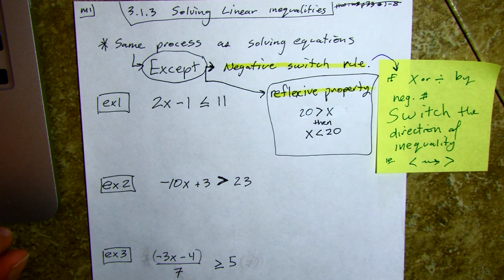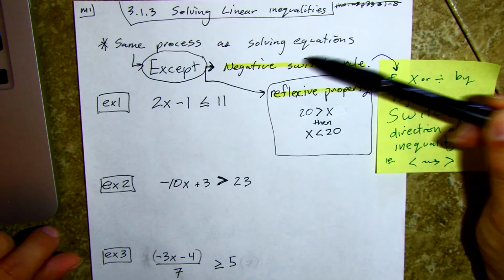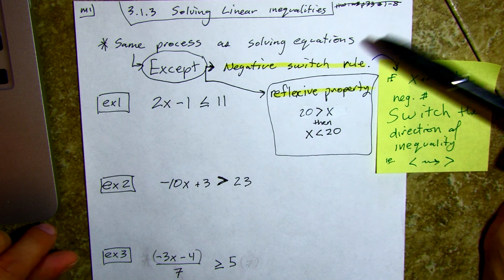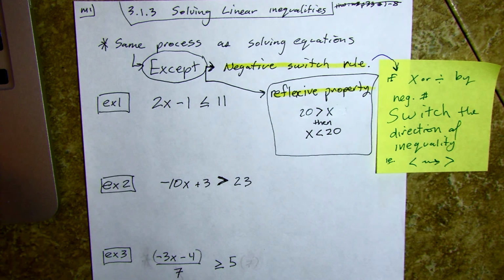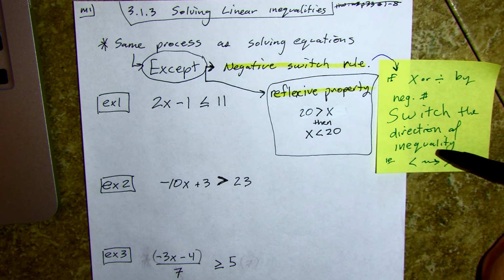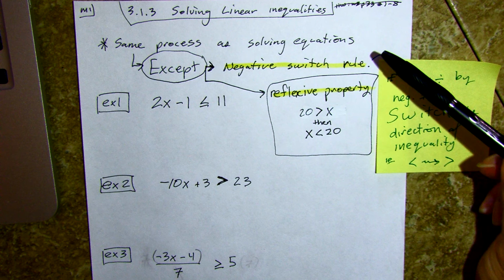The exceptions are when we have the negative switch rule, which has to do with multiplying or dividing by a negative number. When you multiply or divide by a negative number, we're going to end up switching the direction of that inequality. So instead of having less than, we would change it to be greater than. Okay, that's the negative switch rule.